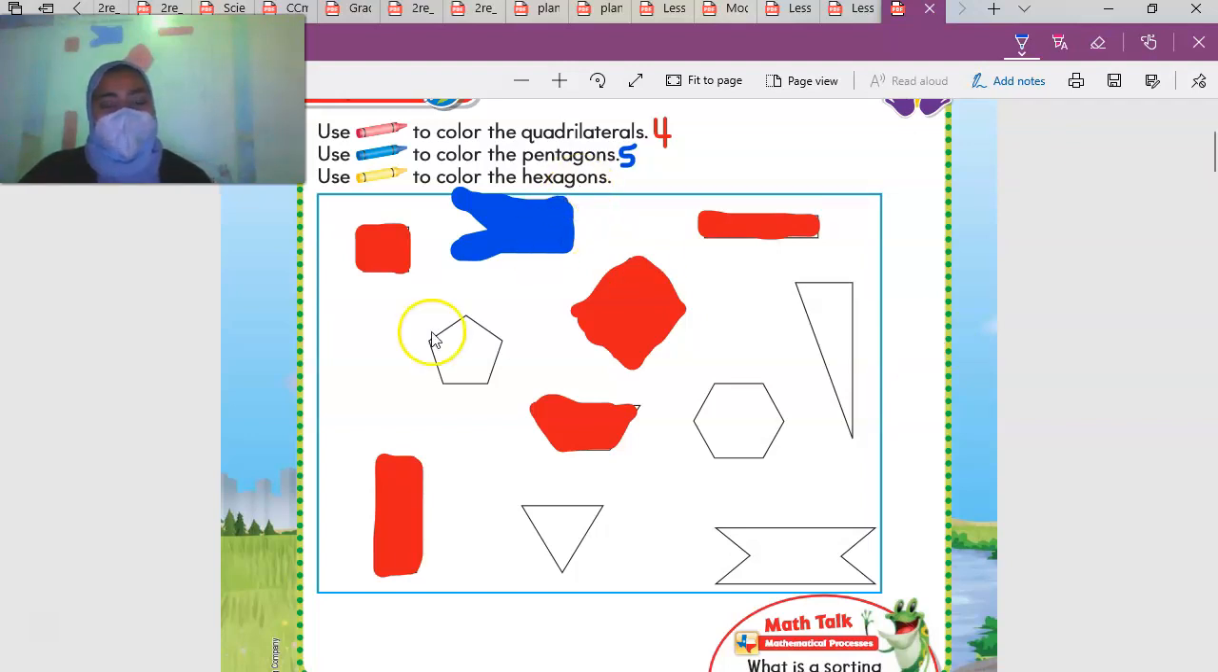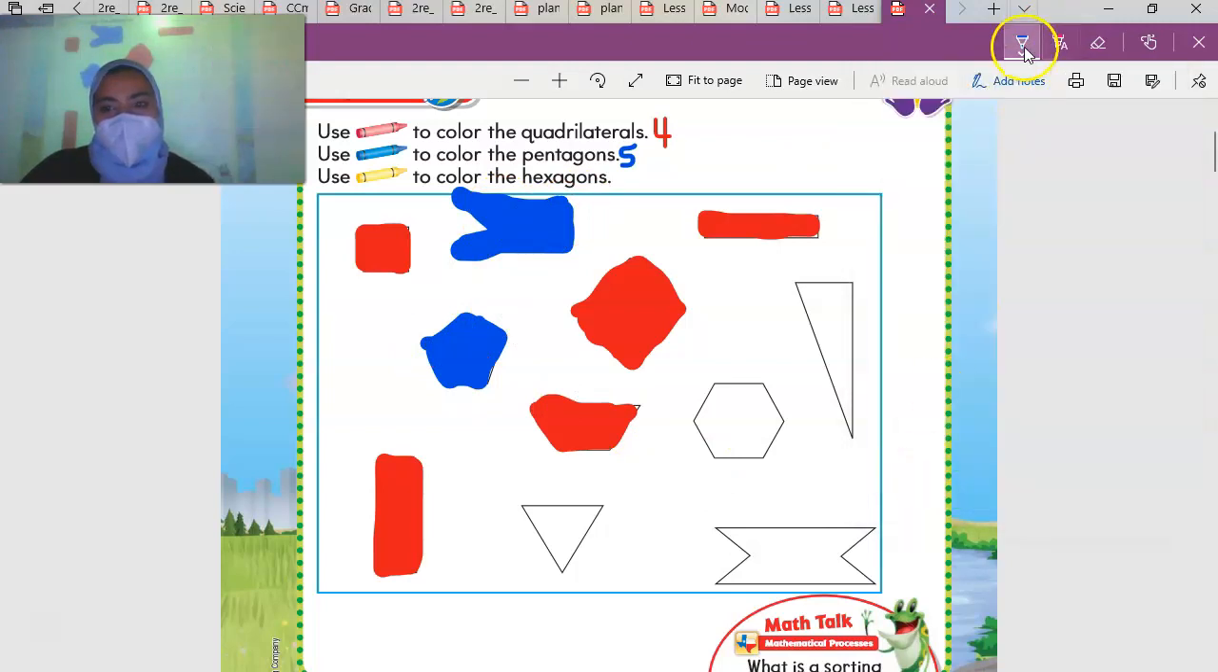Okay? All right, here, this is 5 sides. It's a pentagon. Color that blue. Here, it has 6 sides. That's a hexagon. Here has 3 sides. That's a triangle. Nope, 3 sides. That's a triangle. And this is 6 sides. That's a hexagon. So we only have 2 pentagons, right? 2 blue.